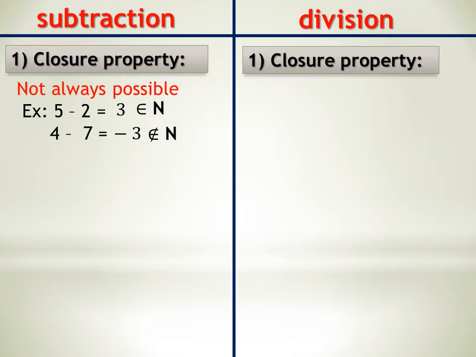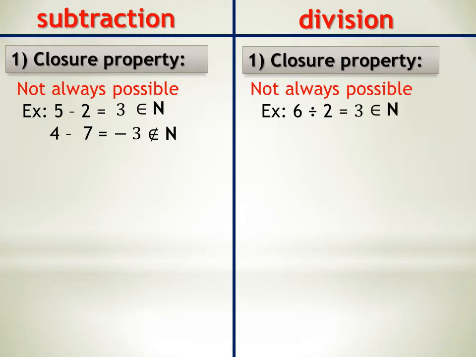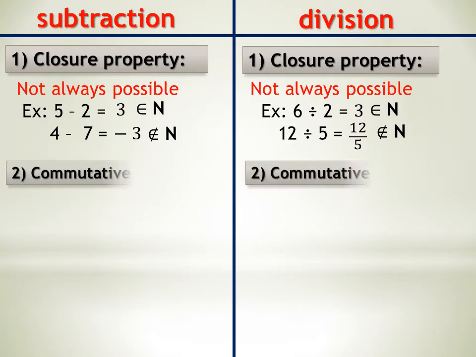Okay, let's check division. Here also it's not always possible. Let's see. For example, when we have 6 divided by 2 equals 3, 6 is a natural number, 2 is a natural number, and 3 is also a natural number, so it belongs to N. So here it's a closure. Let's check this one, 12 divided by 5. When we put 12 divided by 5 on the calculator, the answer will be 12 over 5, and here it's a fraction. As we said before, there is no fraction in N, so it doesn't belong to N. So we cannot say the division is closure, because the answer is not always possible.